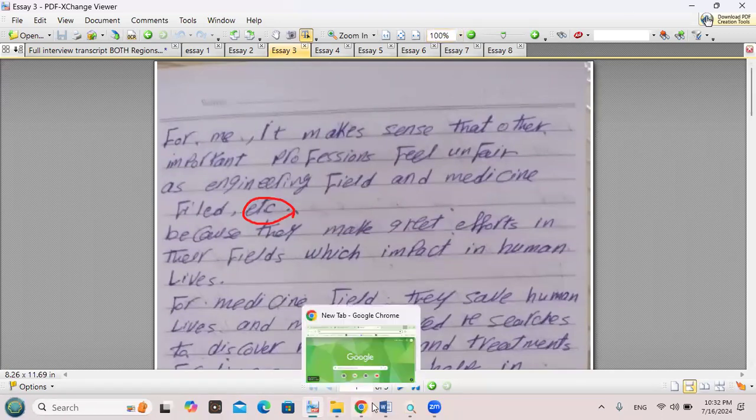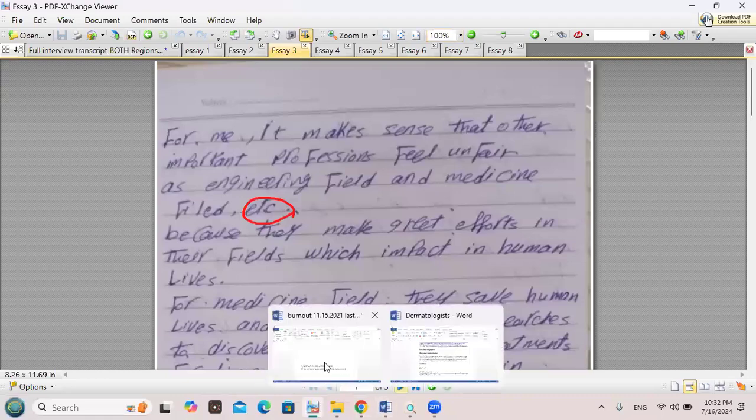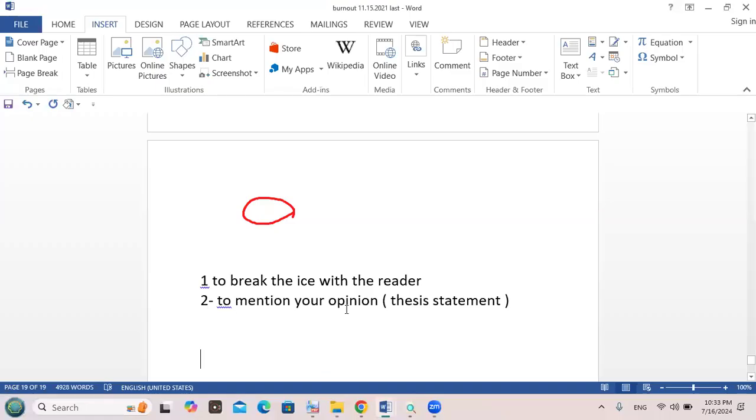Okay, so here we have this one. If I don't write an introduction, how can I mention my opinion? Where should I mention my opinion? I mention my opinion twice.